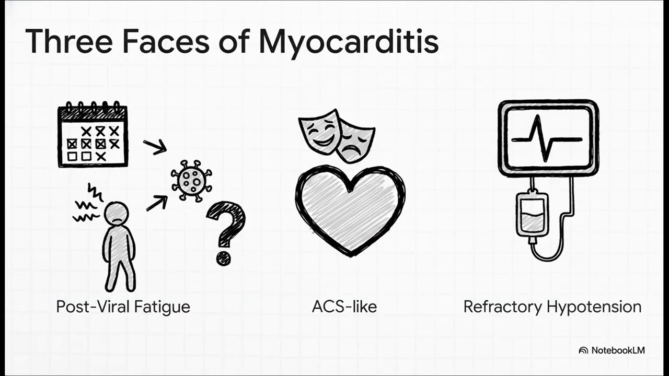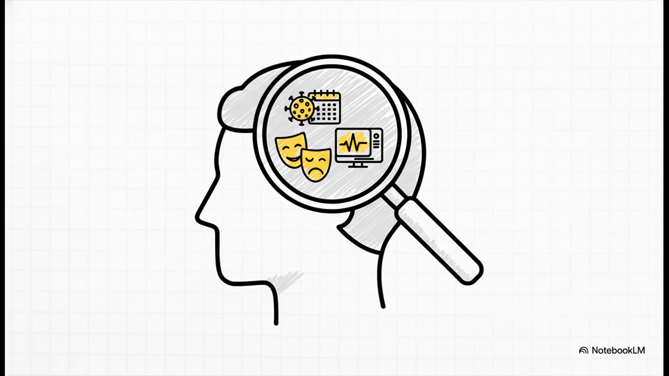Now this slide really gets at why it's such a trickster. It can show up in at least 3 very different ways. Sometimes it's subtle. A patient develops new heart failure symptoms a few weeks after having some kind of virus. Other times, it looks exactly like a heart attack, with chest pain and high troponins. And in its most severe form, it can cause a young, otherwise healthy person to present in profound, unexplained cardiogenic shock.